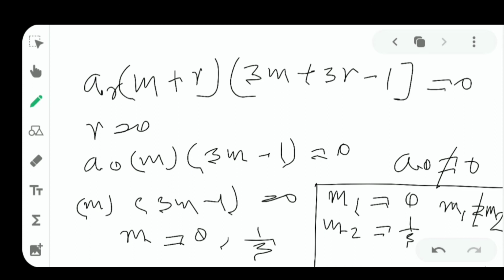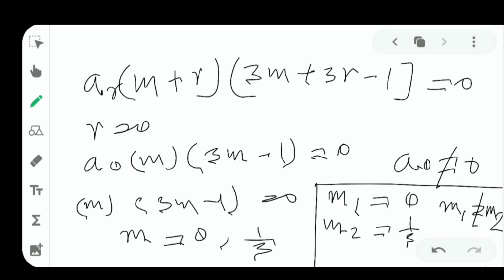In this lesson we get m1 equals to 0 and m2 is equals to 1 by 3. So for this type of solution of m1 and m2, there will be another process to write the complete solution in a different way, and it differs from all other cases. If m1 is equals to m2, then the condition will change.